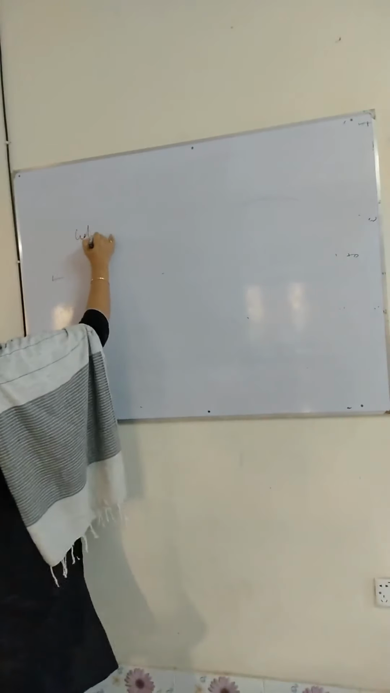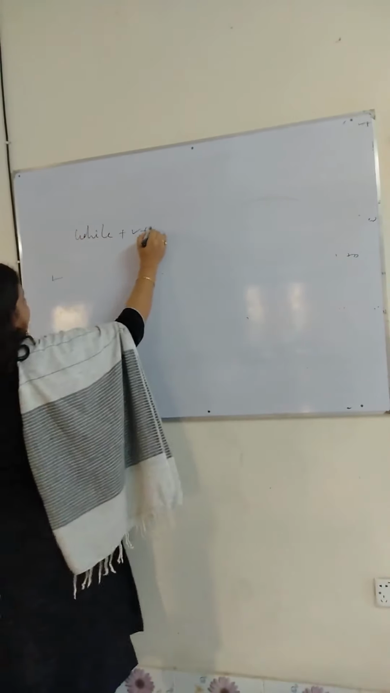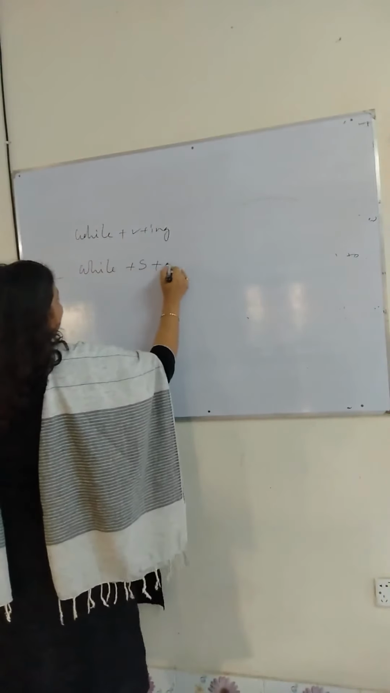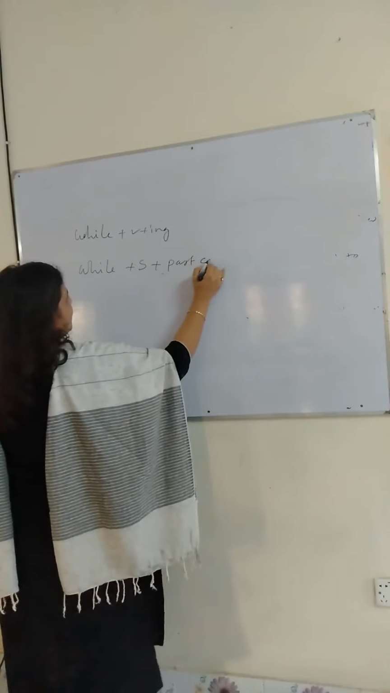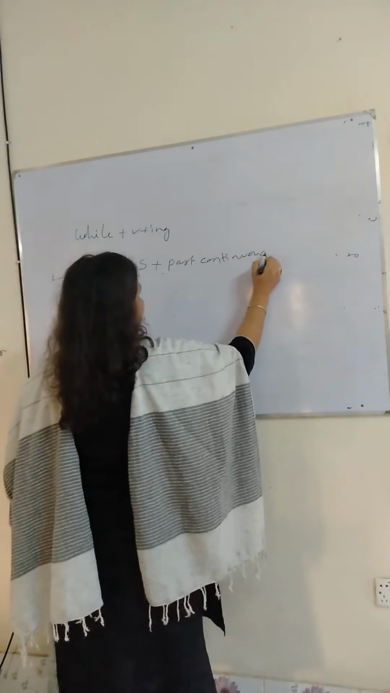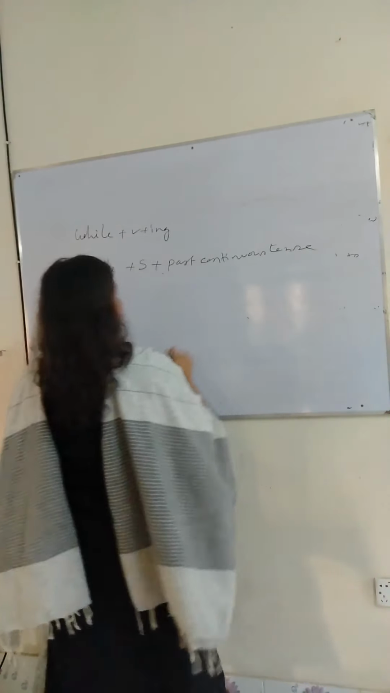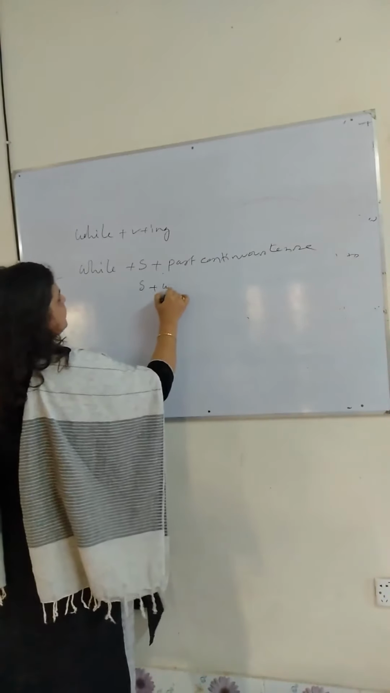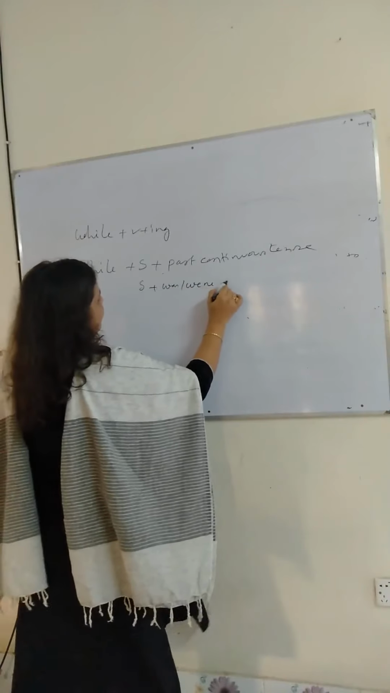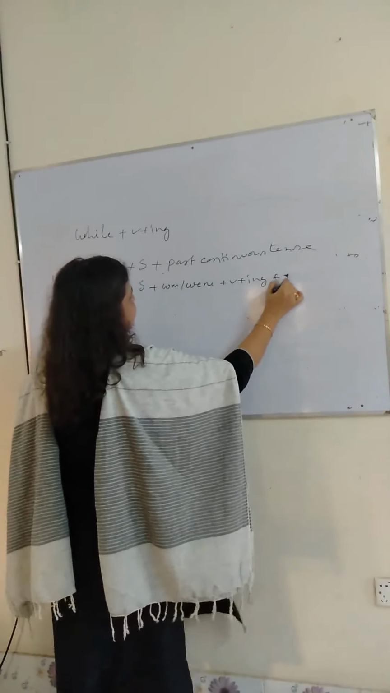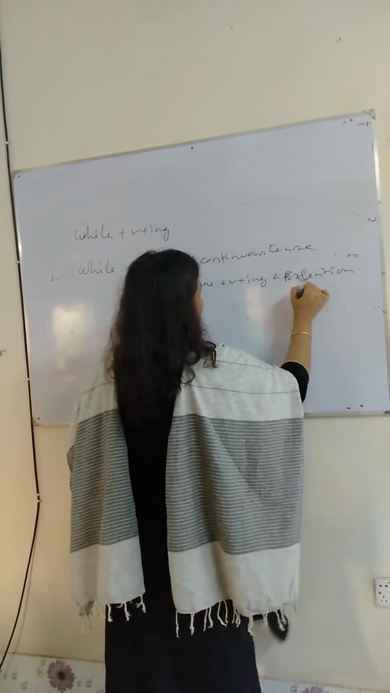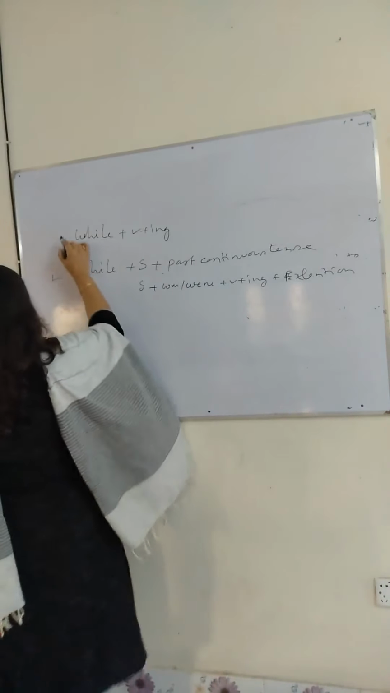While plus verb plus ing, while plus subject plus past continuous tense. You know the structure of past continuous tense: subject plus was or were plus verb plus ing plus extension. Okay? Now look at these two rules.